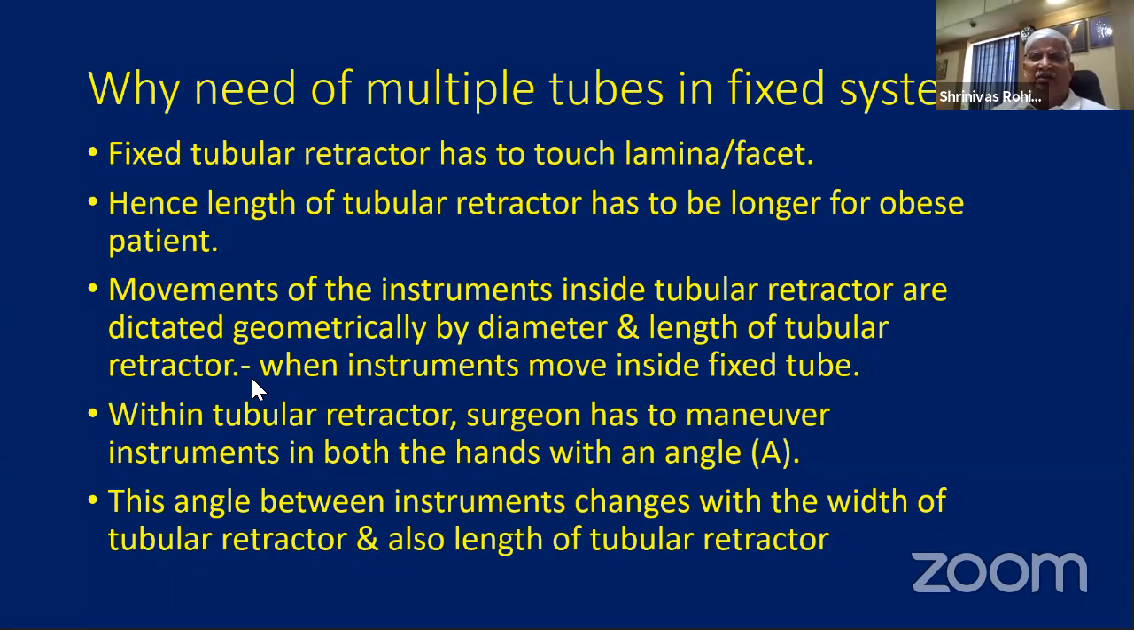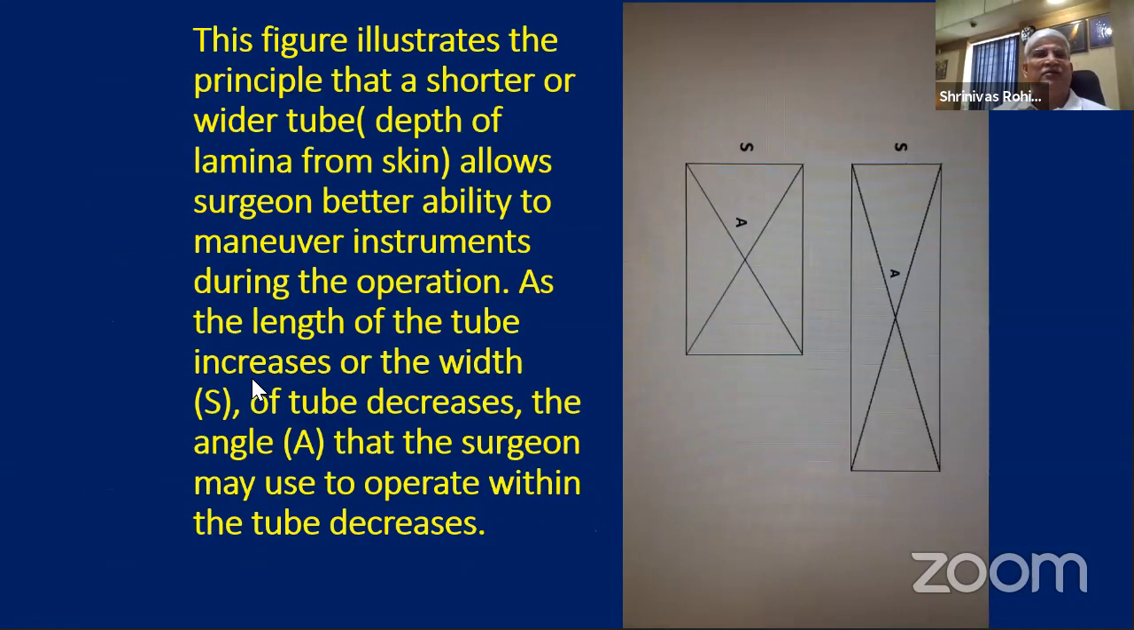Within the tubular retractor, the surgeon has to maneuver instruments with both hands with an angle A. If you can go to the figure, you can appreciate that angle A. And this angle between the instruments changes with the width of the tubular retractor and also with the length of the tubular retractor. Now you can appreciate in this figure, this is a tubular retractor which is short.